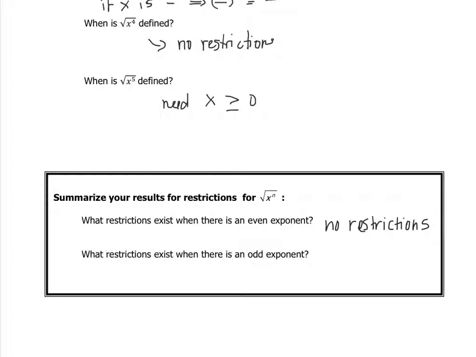And if it was an odd exponent, you would need x to be greater than or equal to 0 in order to define the square root.